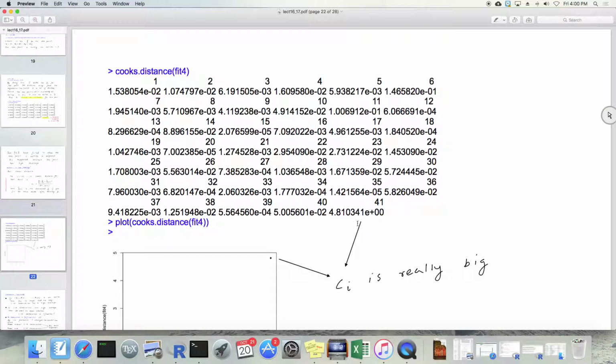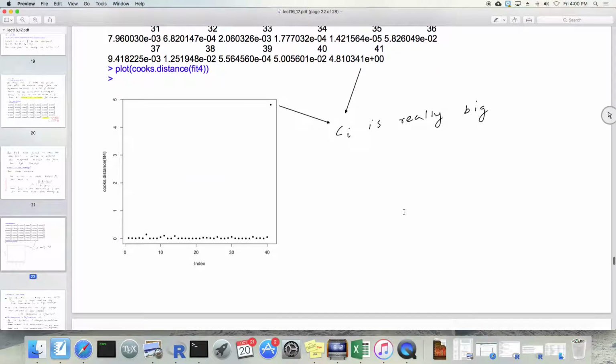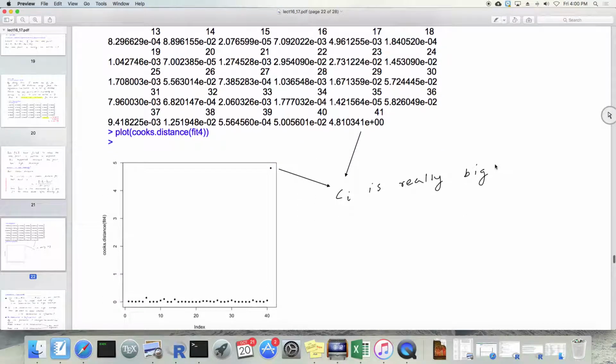4.81 may not seem that big, but if you look at the other values, they are too small. So that means C41 is too big. If you actually look at the plot, that's obvious. So these are the CIs for the rest of the points. For C41, it's this big. And that's good. That means we have found a weapon, a formula, a measure, which will tell us if something is an outlier in response.